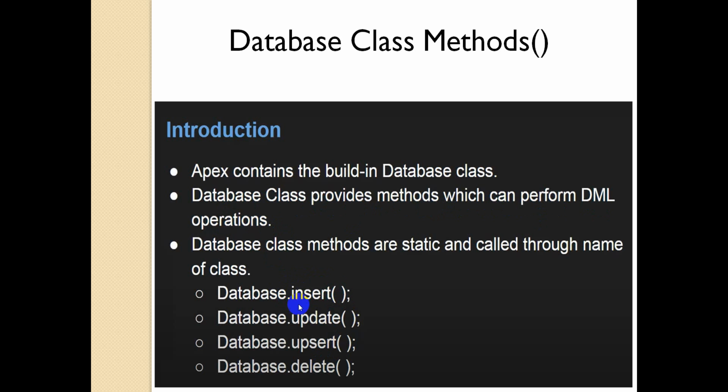As you know, the DML operations are insert, update, upsert, delete, and undelete. Database class methods are static and called through the name of the class, Database.insert. It's a static method, as you can see, used by default. Database.update, upsert, and delete.